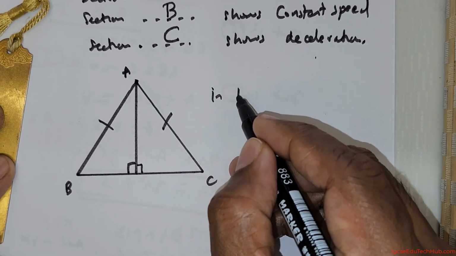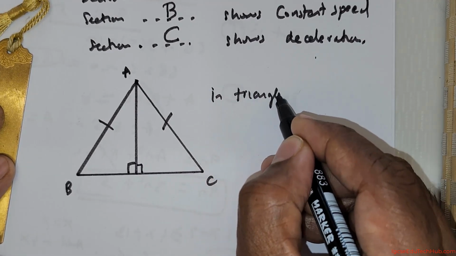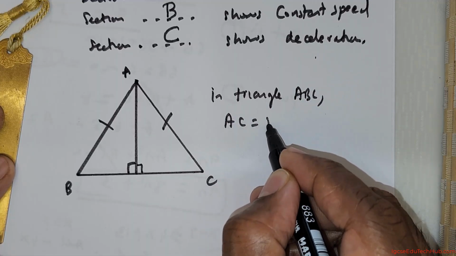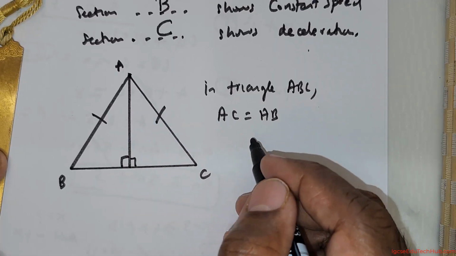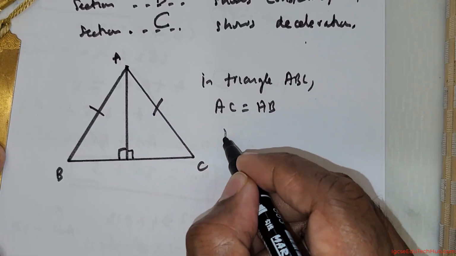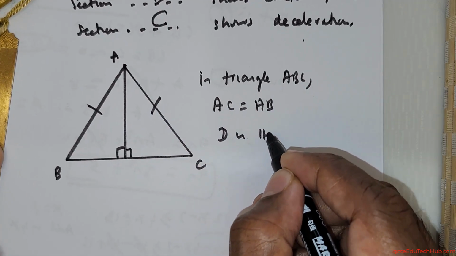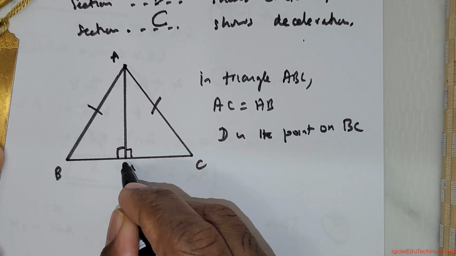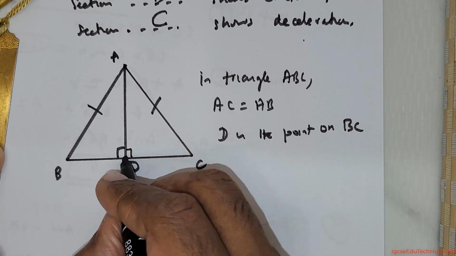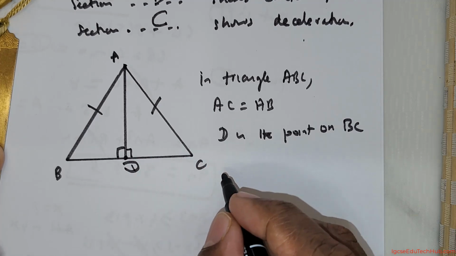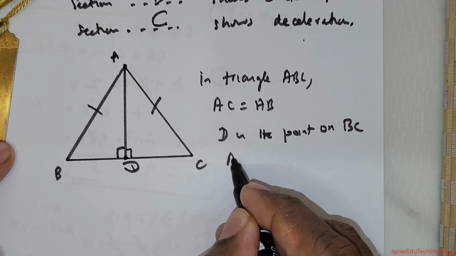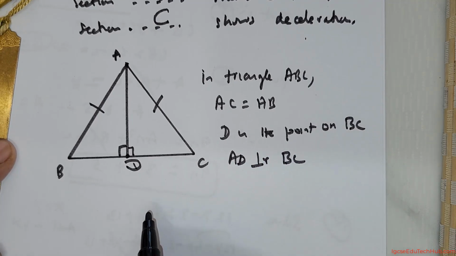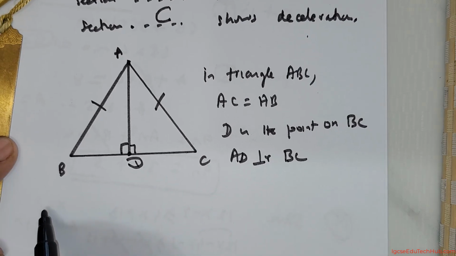Now this is the statement. In triangle ABC, AC is equal to AB. That's exactly what is shown there. And then D is the point on BC. So this point is D. Now AD is perpendicular to BC. We are asked to complete the following statement.